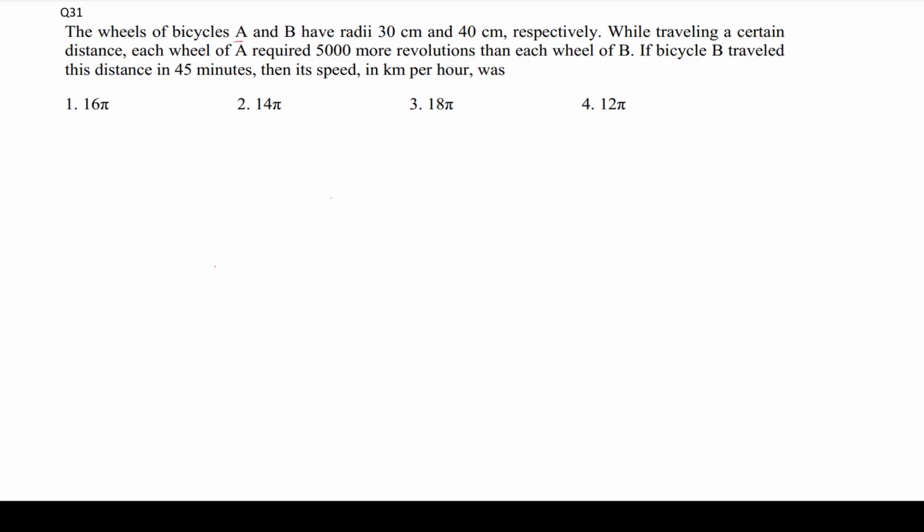This is question number 31. The wheels of A and B have radius 30 cm and 40 cm respectively. While traveling a distance, each wheel of A required 5,000 more revolutions than each wheel of B. If bicycle B travels the distance in 45 minutes, then its speed. We need to find the speed of B.